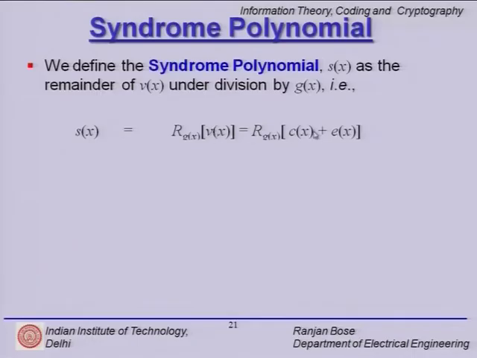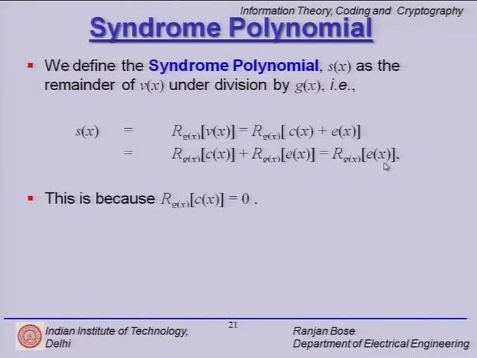And what is v of x? You send the valid code word polynomial c of x plus e of x, but it can be represented using this property of residues as r g c of x plus r g e of x. But we know that whenever we divide a valid code word polynomial by a generator polynomial, you get 0. Okay? It is a perfect multiple. That is how you generate a c of x. So, this first term goes out of the window, and what you get is r g of x e of x. Okay.